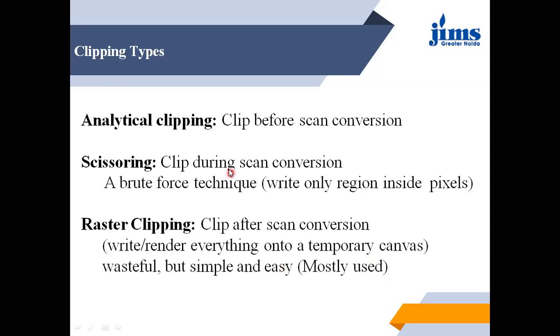So based on time, clipping can be done at three times. First, before the scan conversion, that is called analytical clipping. Second, during the scan conversion, that is called scissoring. And third one is after scan conversion, that is called raster clipping.